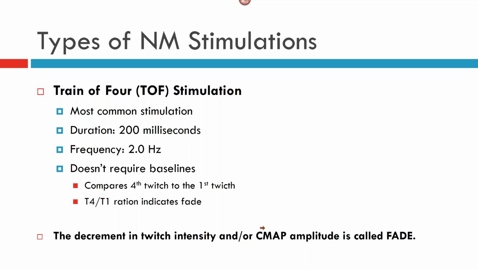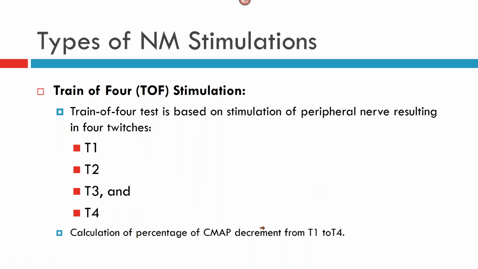So we compare the fourth twitch to twitch number 1, and we do the train of four T4 to T1 ratio, to assess the fade. If the T4 to T1 ratio is 1.0, there's no fade. Or if the ratio decreases with every twitch, we get the fade. So the decrement in twitch intensity and amplitude is called the fade. The fade is the decrease in the amplitude of the second or third or fourth response.